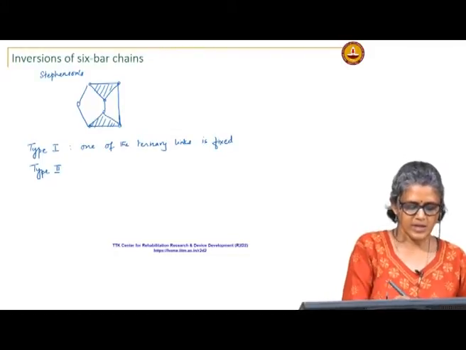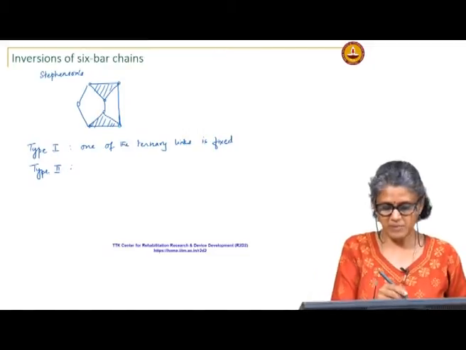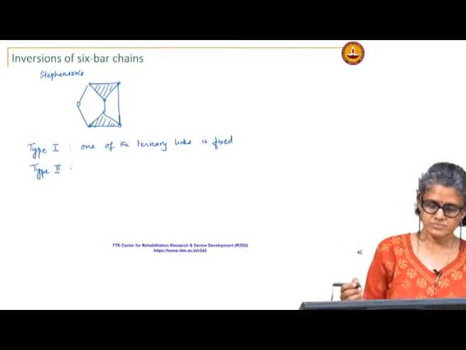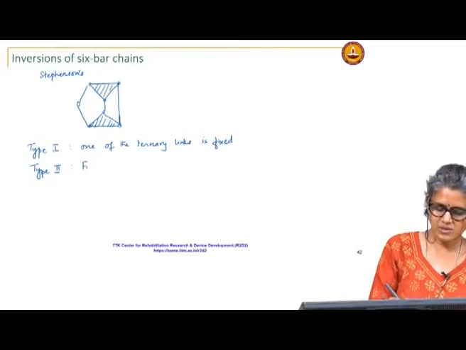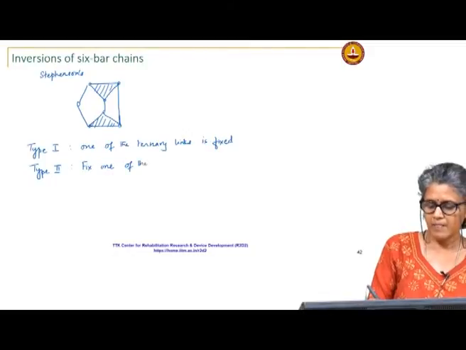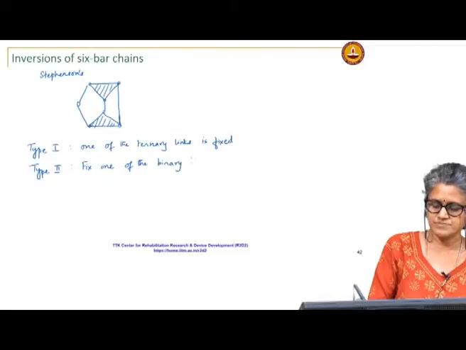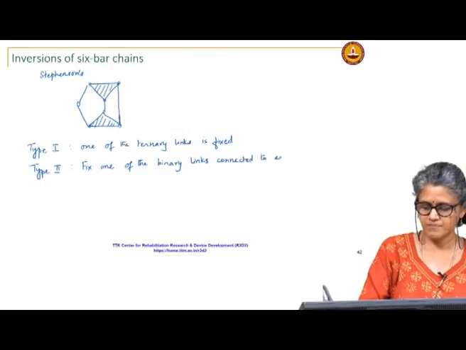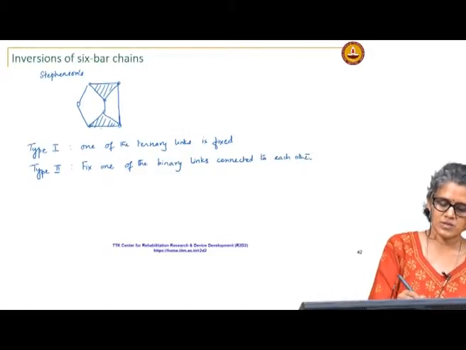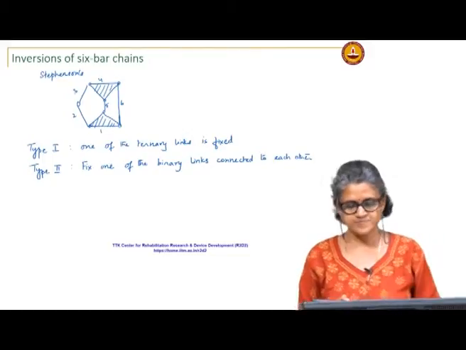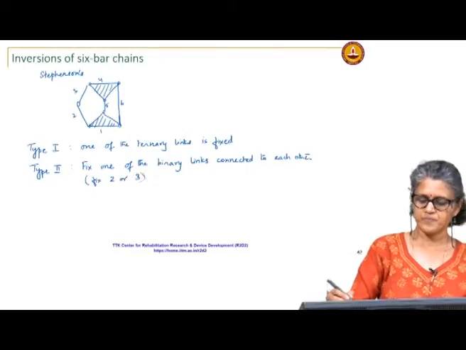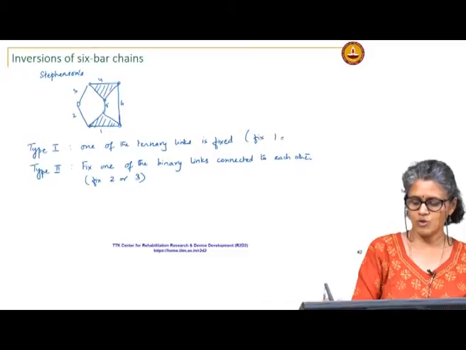Okay. Type 2: fix one of the binary links that are connected to each other. Which ones would be those? So, say I call them 1, 2, 3, 4, 5, 6. This would be fixing 2 or 3. This is fix 1 or 4.